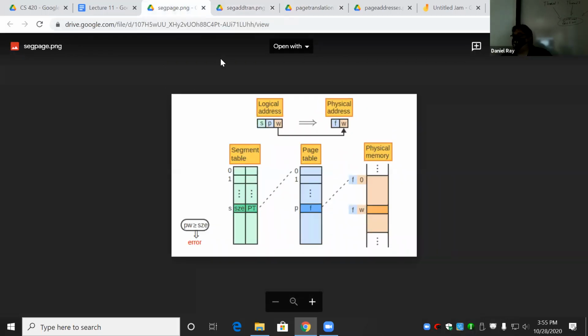How many tables do you have to look up here? It is not 1. There's 2 on the screen, so let's go 2. Exactly, right? I love your logic. I love your approach, right? It takes 2 table lookups to do a combination of segmentation and paging. That's a total of 3 times as much work per instruction over just doing direct translation through swapping, okay?